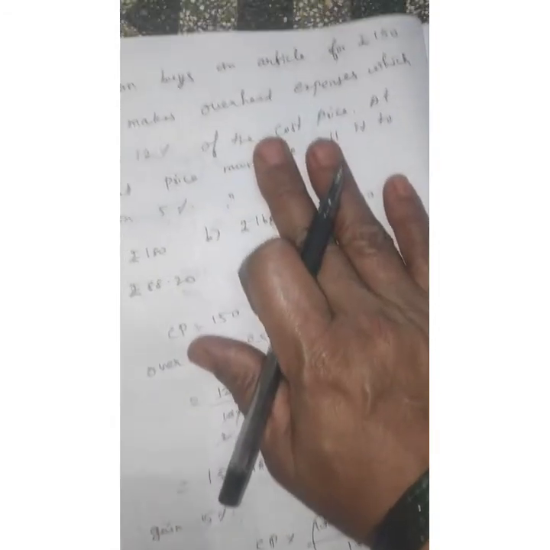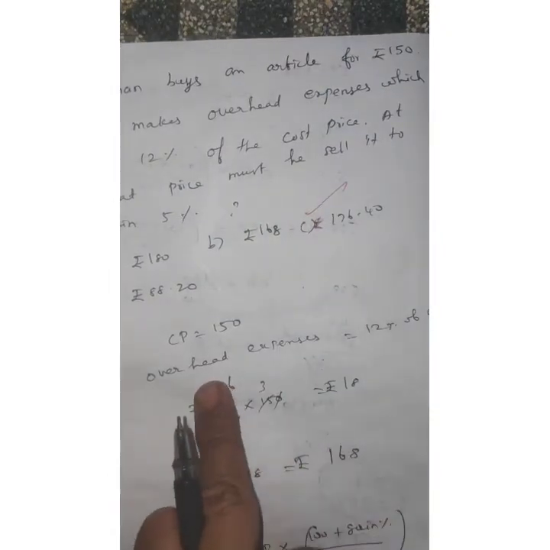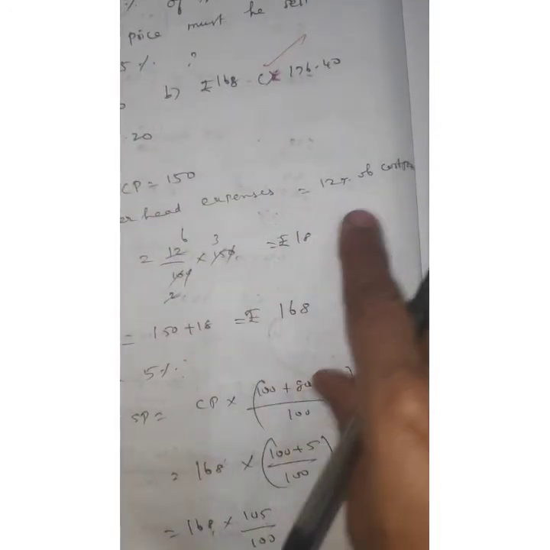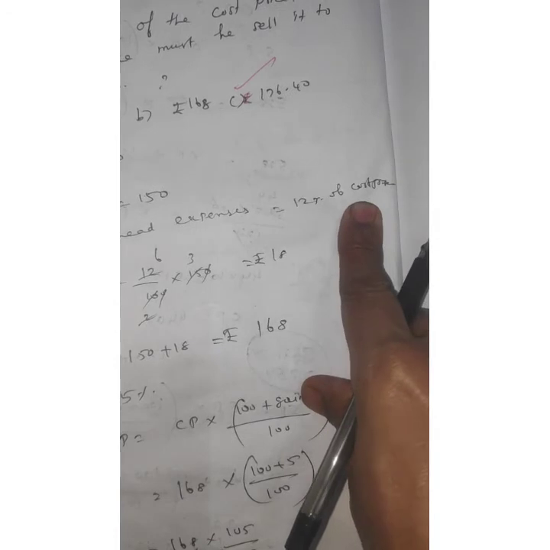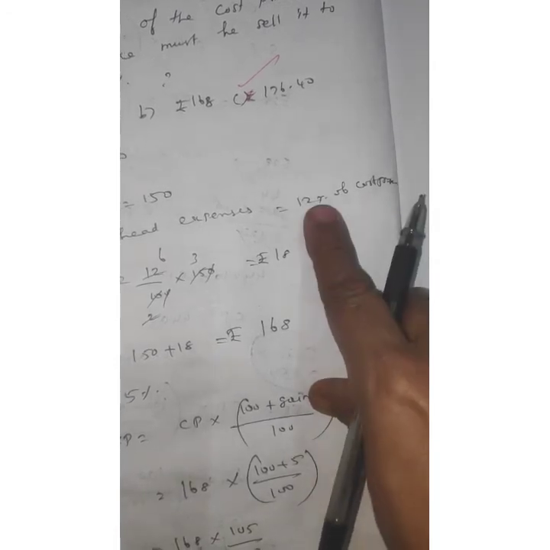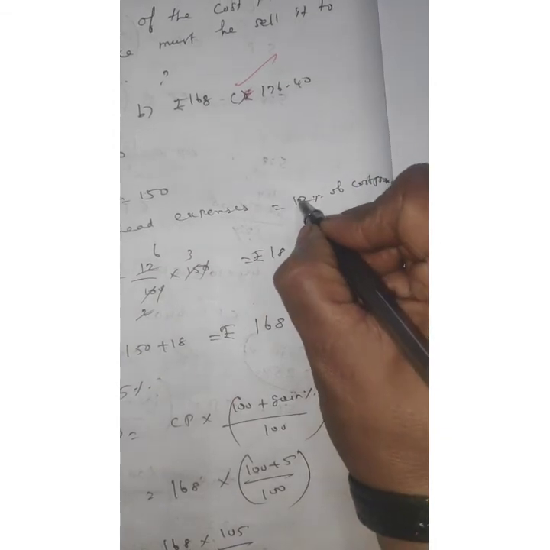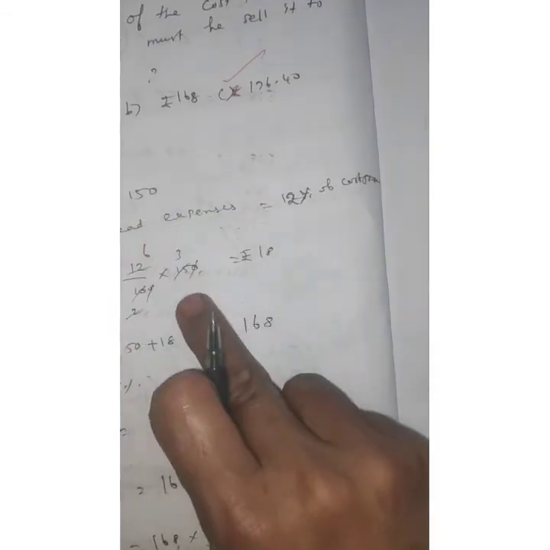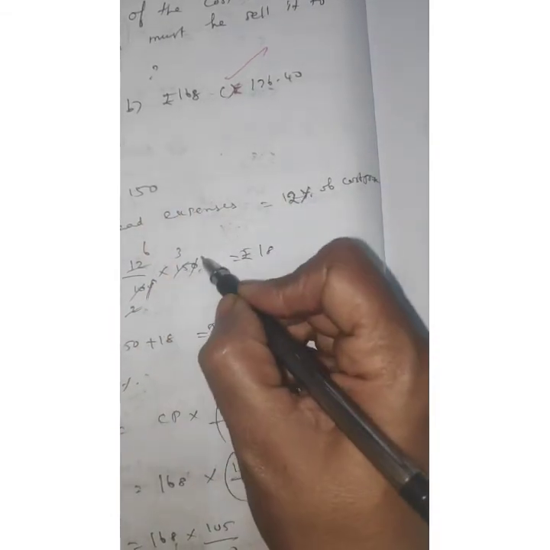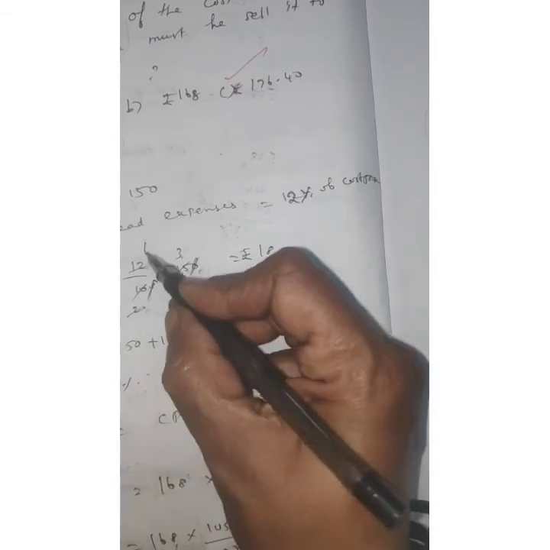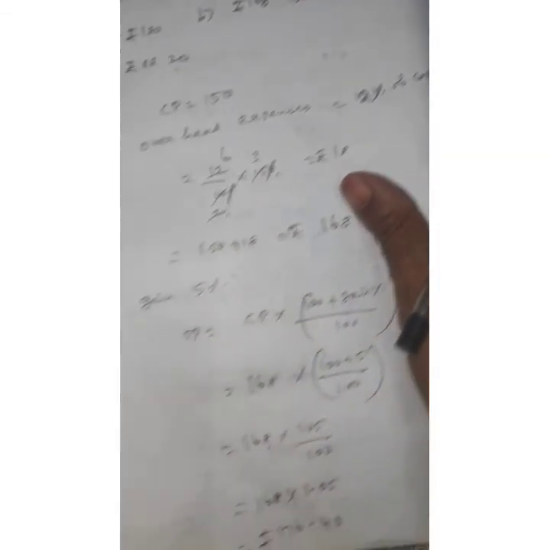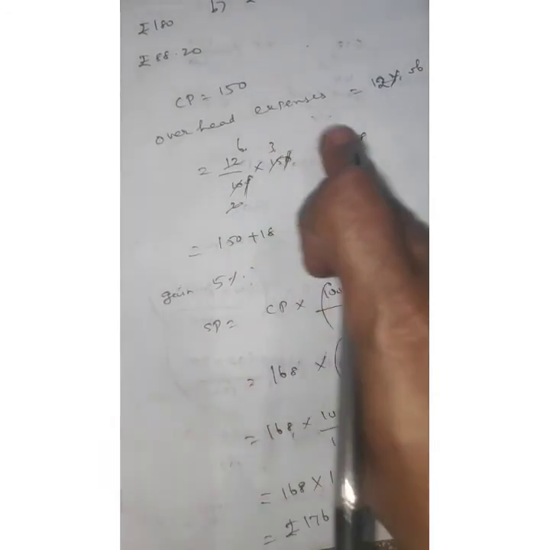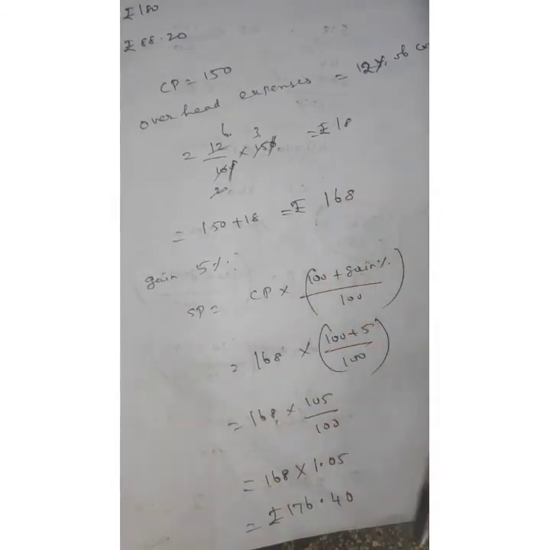Now CP equals what is given? The cost price of the article is 150. Overhead expenses are 12% of the cost price. So 12 by 100 into the cost price of 150. Strike off the zero. Five 3s are 15, five 2s are 10. One 2 is 2, six 2s are 12, six 3s are 18 rupees. Now 150 plus 18 equals 168 rupees. So the cost price including overhead expenses is 168 rupees.